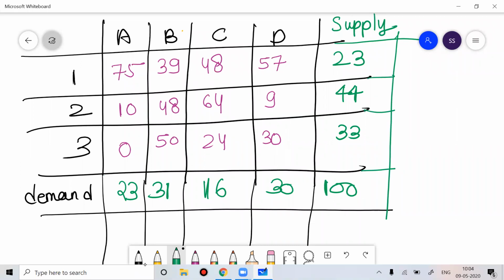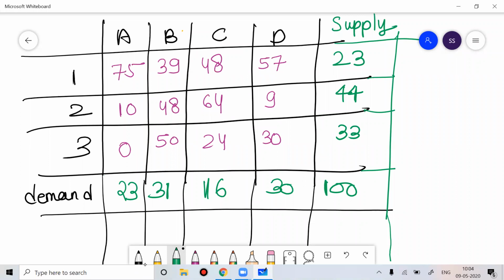Now, when you get the problem, the first thing you will do, guys, before focusing on whether total supply is equal to total demand or not, is make sure that you convert the maximum matrix into a minimum matrix. So, is that done? Yes, sir. Yes, it is done.